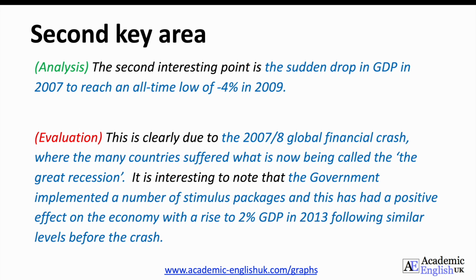The second interesting point is the sudden drop in GDP in 2007 to reach an all-time low of -4% in 2009. This is clearly due to the 2007 and 8 global financial crash, where many countries suffered what is now being called the Great Recession. It is interesting to note that the government implemented a number of stimulus packages, and this has had a positive effect on the economy with a rise to 2% GDP in 2013, following similar levels before the crash.